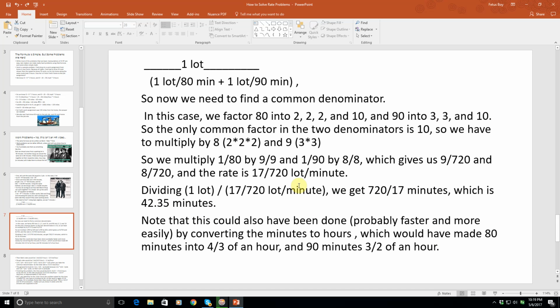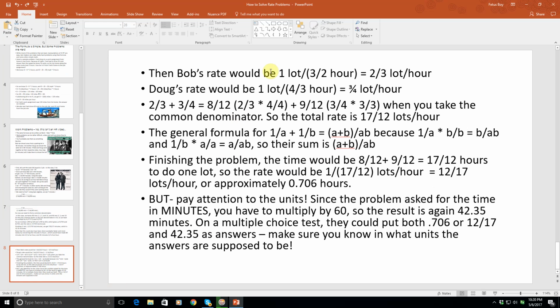Good. So note that you could have also done this probably faster and more easily by converting the minutes to hours, which would have made 80 minutes into 4/3 of an hour and 90 minutes 3/2 of an hour. Those are certainly easier fractions to work with than 1 over 80, 1 over 90, and 17 over 720. So then Bob's rate would be 1 lot and 3/2 of an hour, which is 2/3 of a lot per hour. Doug's rate would be 1 lot and 4/3 of an hour, which is 3/4 of a lot per hour.